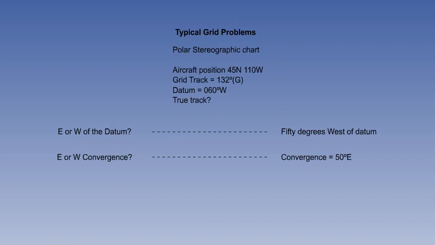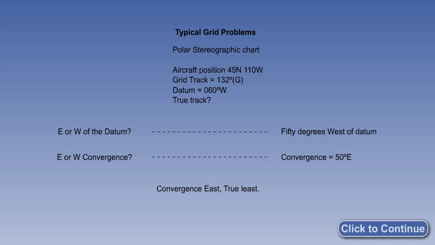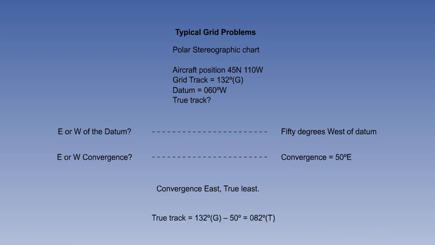With a polar stereographic chart, little n is 1. 50 degrees of change of longitude is 50 degrees of convergence. So, the convergence is 50 east. Convergence east, true least. So what is the true track? A grid track of 132 minus 50 gives a true track of 082.